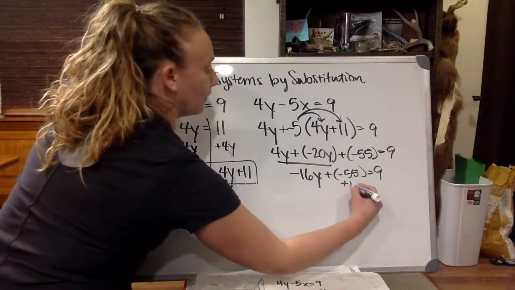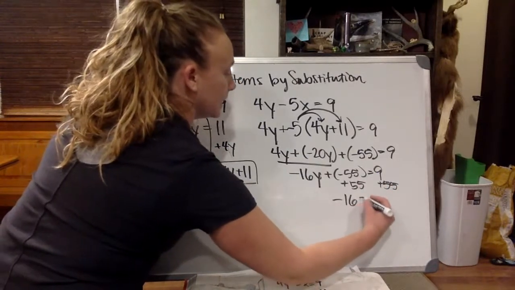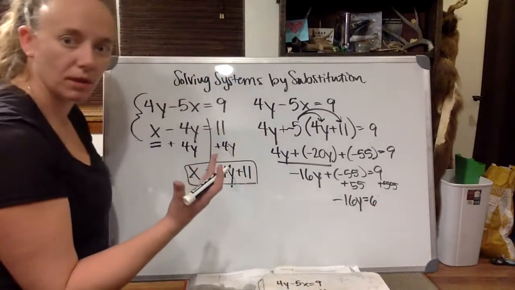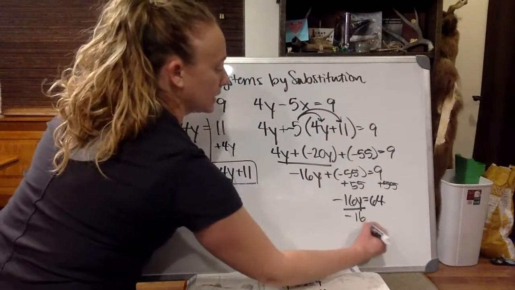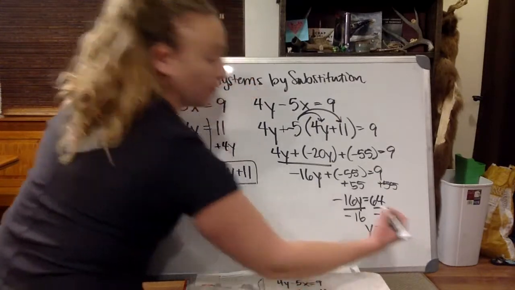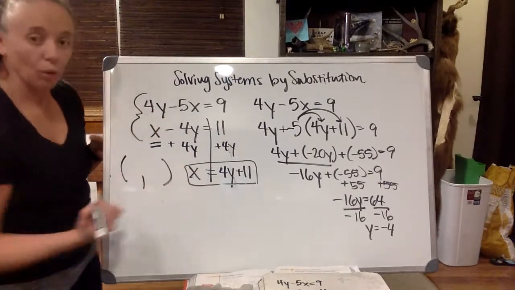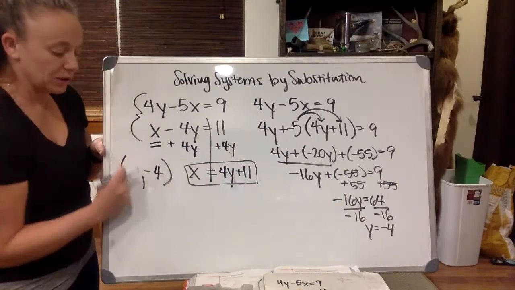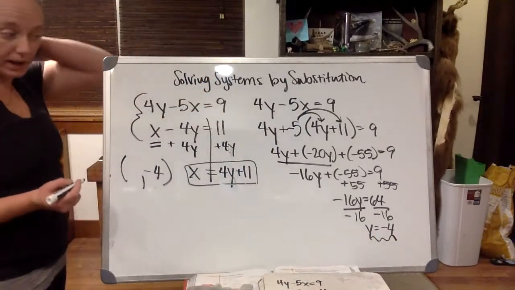I'm going to add 55 to both sides. So I get negative 16y is equal to 64. Goodness sakes, I keep forgetting that y all over the place. And I can divide by negative 16. And I get y is equal to negative 4. So I'm going to start writing my ordered pair down. Instead of writing a y, I'm going to write negative 4. And now I just need to fill in this x. So I've found one of my two variables, y equals negative 4.